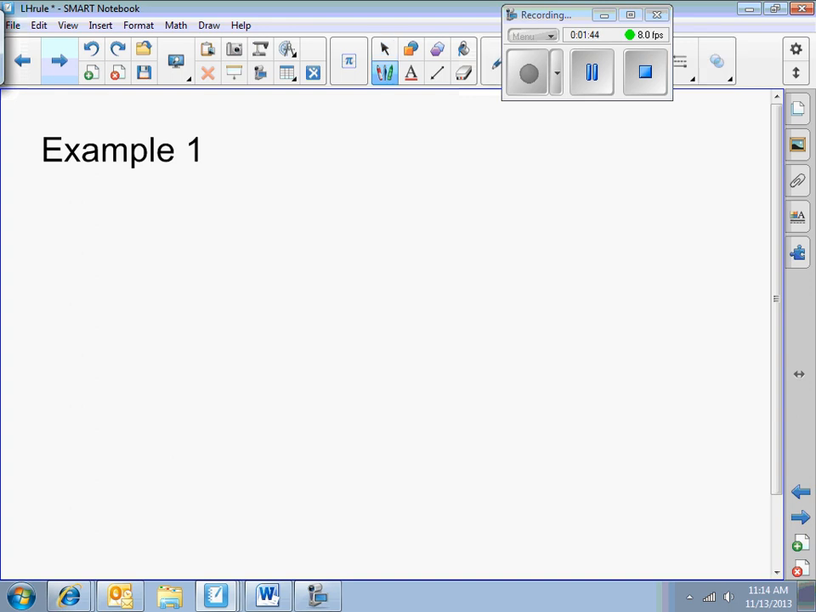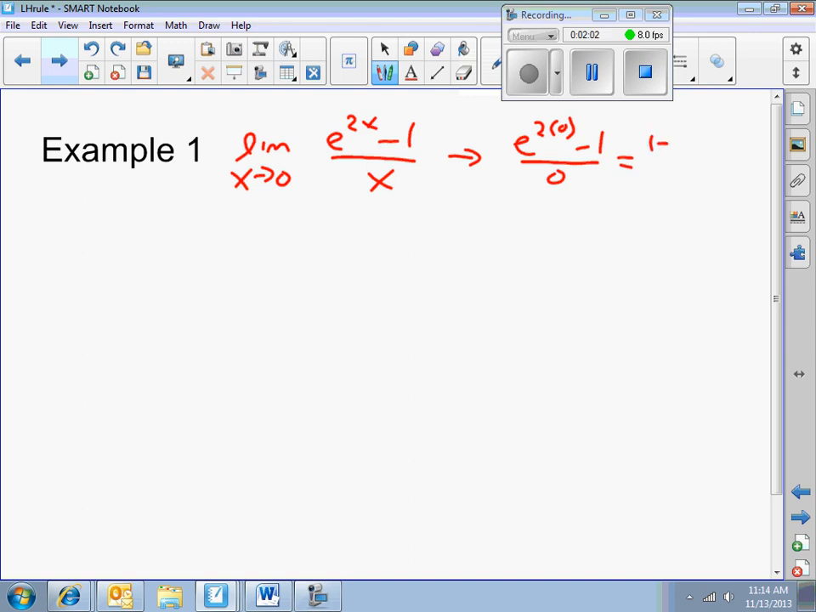Example 1 out of your book says the limit as x approaches 0 of e to the 2x minus 1 over x. Let's verify that it is indeed indeterminate first. If I evaluate this at 0, I get e to the 2 times 0 minus 1 over 0. Well, e to the 0 is 1. 1 minus 1 over 0 is 0 over 0. It's indeterminate, so therefore I can use L'Hopital's rule.